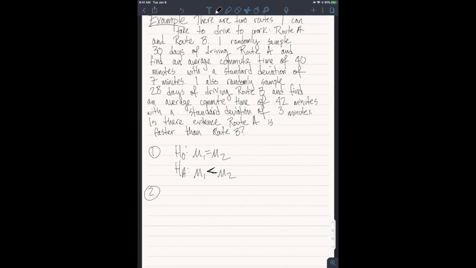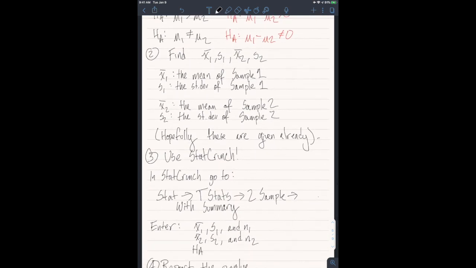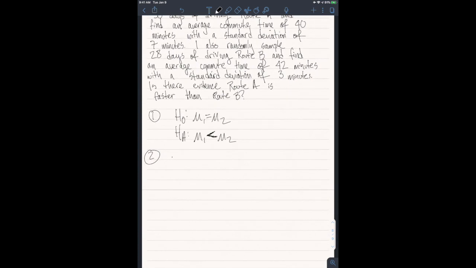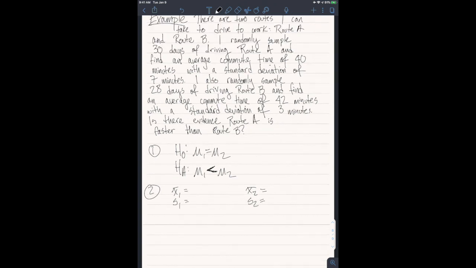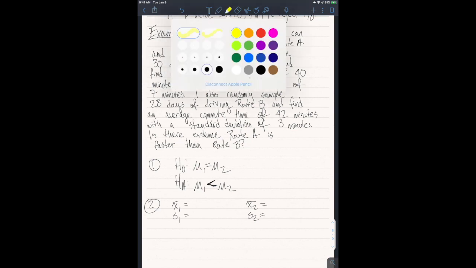Step 2. What was step 2? Step 2 is to find x1 bar, s1, x2 bar, s2. Okay, so let me list all those out. I need x1 bar and s1, and I also need x2 bar and s2. And now this is one of those cases where I actually already provided them in the problem. Oh, maybe I'll highlight them.